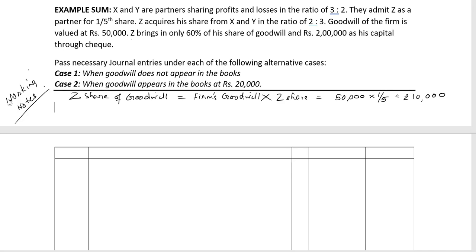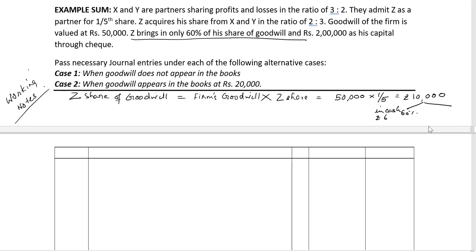Now it says here Z brings in only 60% of his share of goodwill in cash. So in cash what's brought in is 60%, which amounts to 6,000 rupees. And the amount not brought in by cash is rupees 4,000.